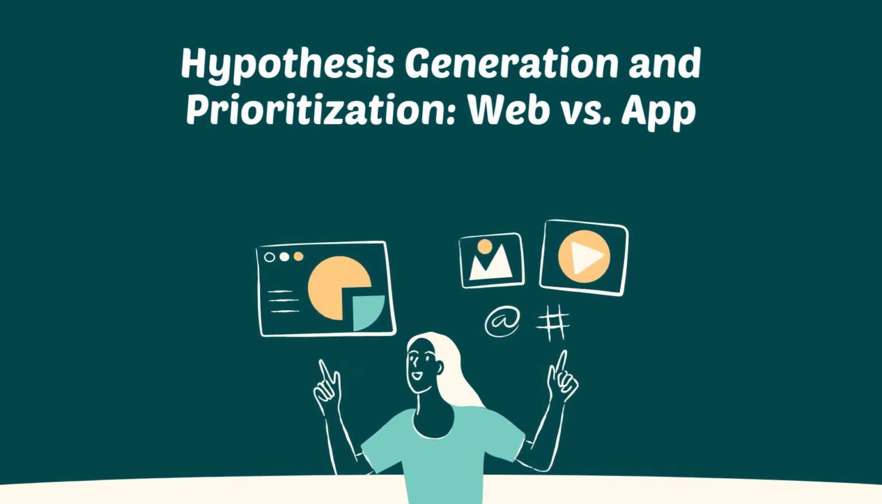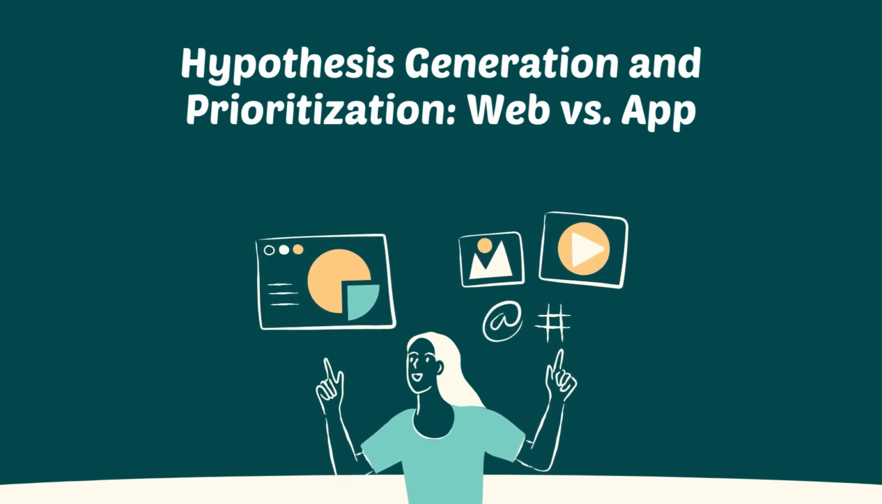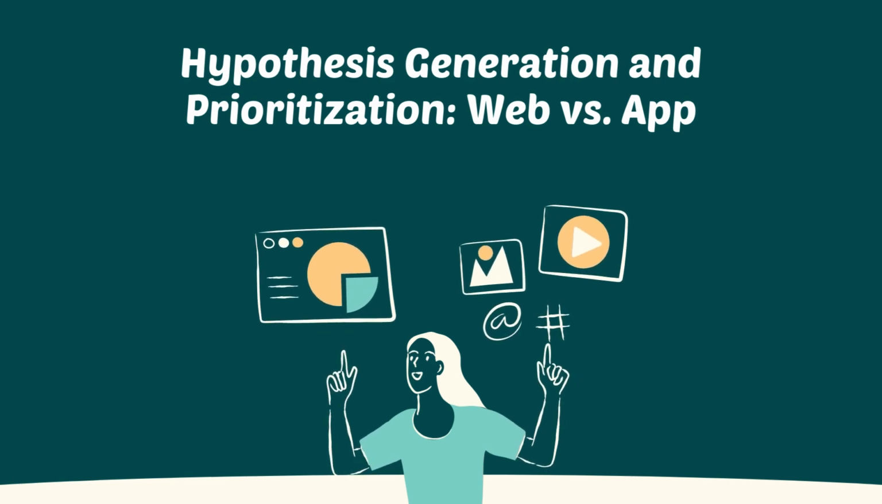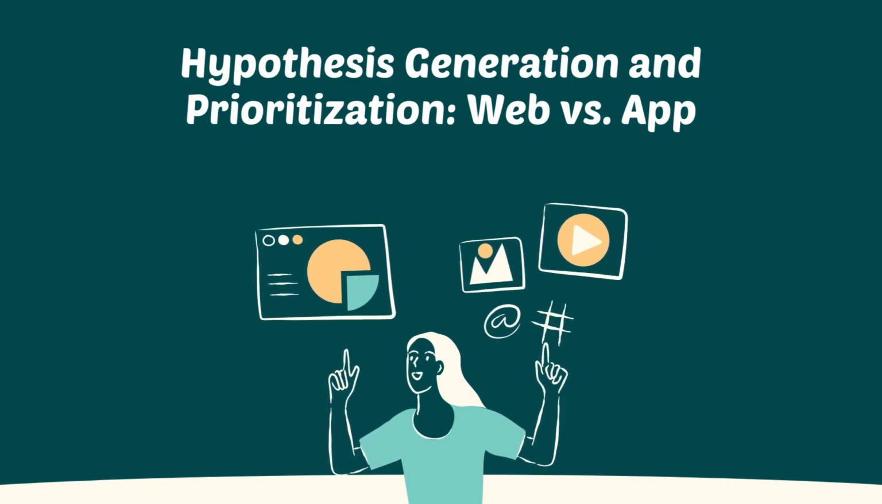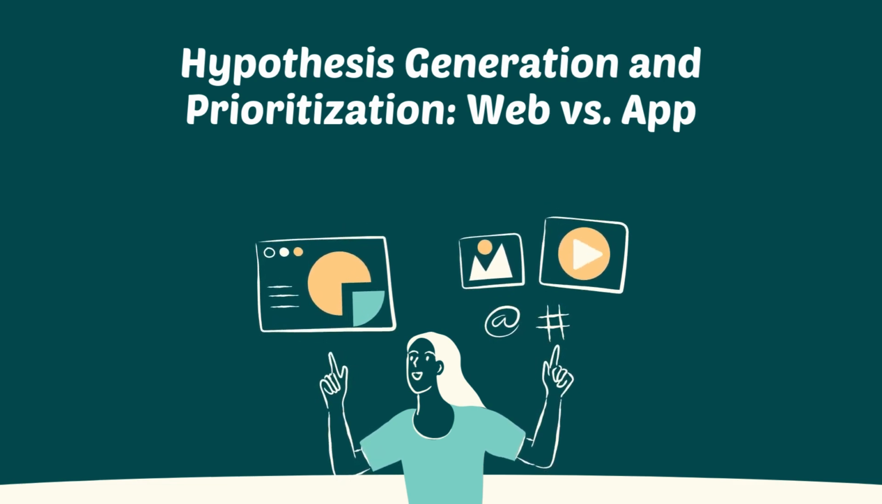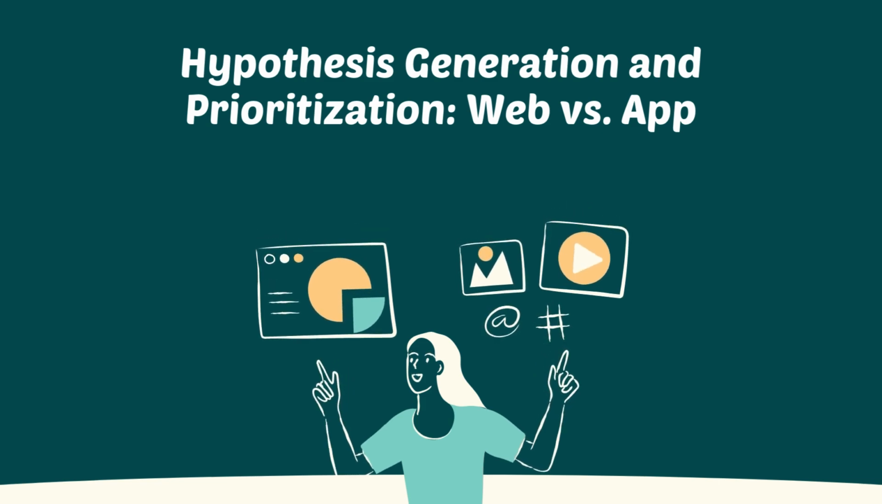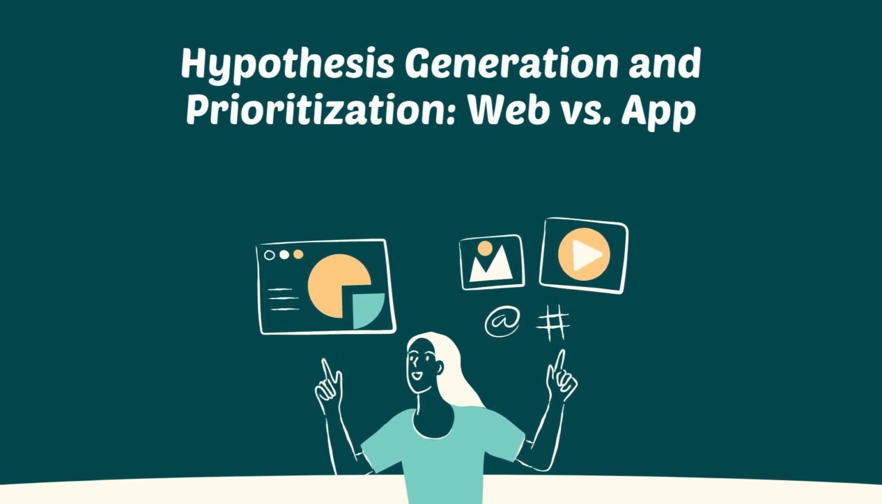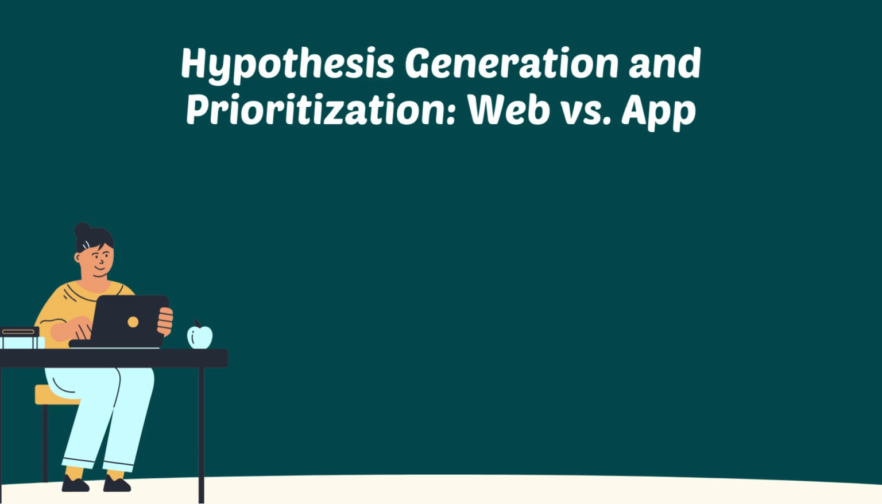Alright, so we've talked about how things get built and shipped, but how do you decide what to build in the first place? That's where hypothesis generation and prioritization come in. Hypothesis generation and prioritization, web versus app. There are many frameworks for generating and prioritizing hypotheses, but we won't go deep into them here. For now, let's focus on a basic structure for hypothesis generation.